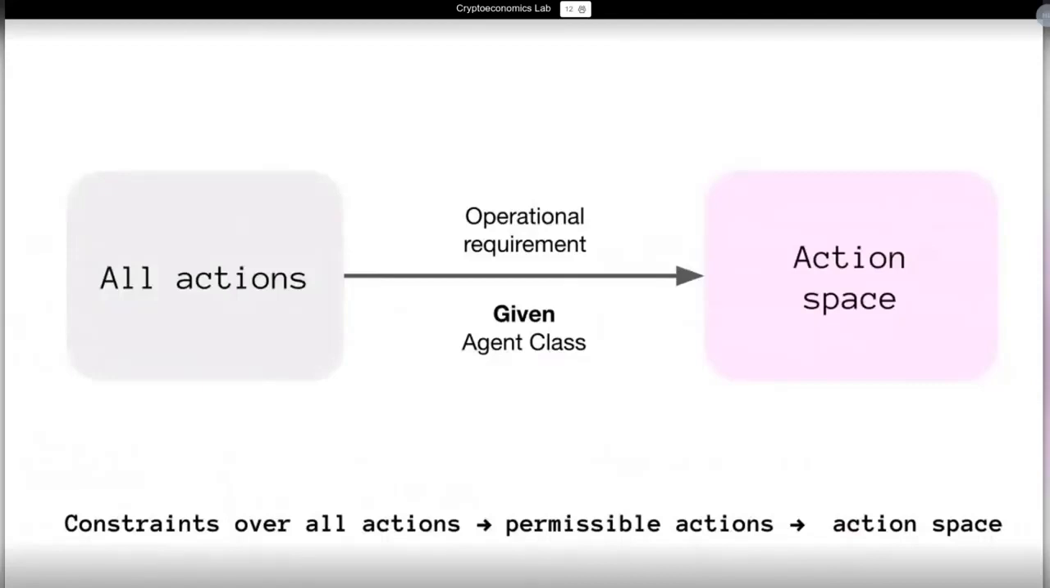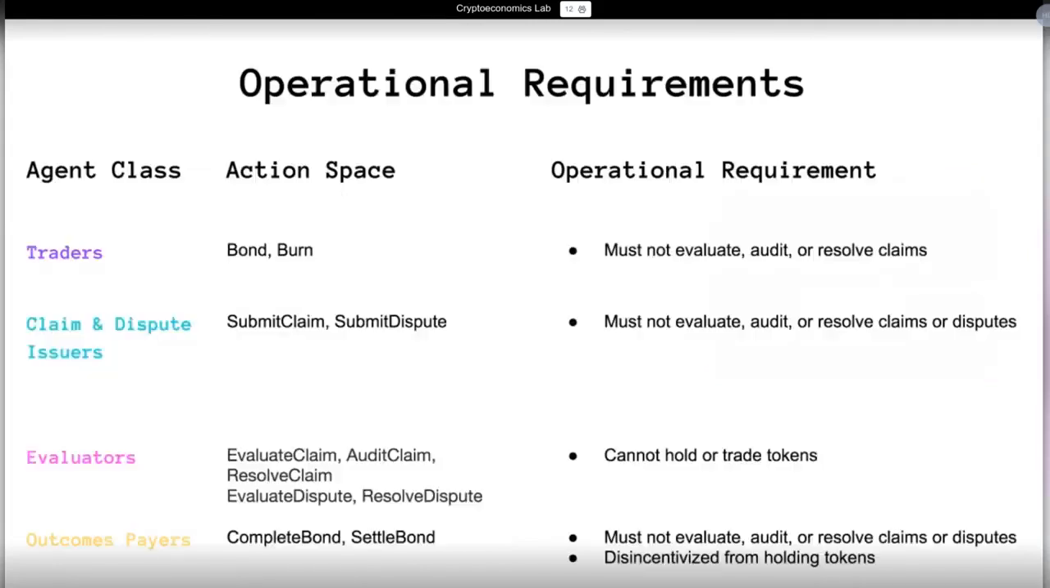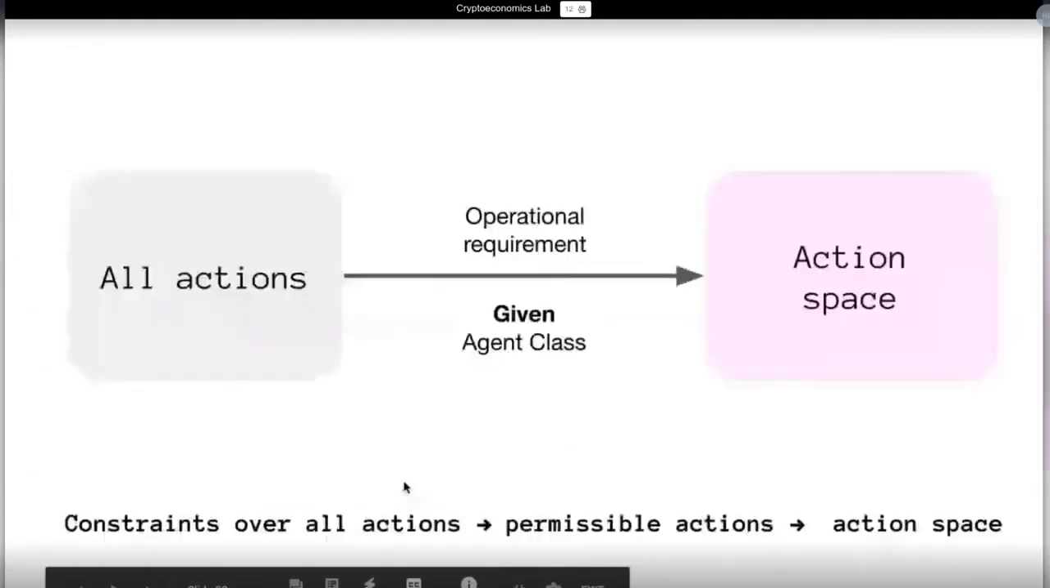So given an agent class, we can essentially establish a sort of legality or permission system for what actions a given agent class can take. So then we get the action space, which is what is defined in the second column right here. Okay, now we talk about the mechanisms.